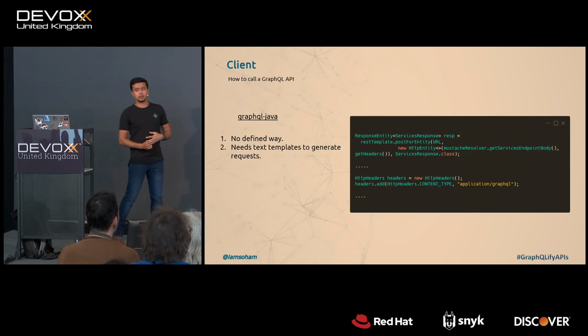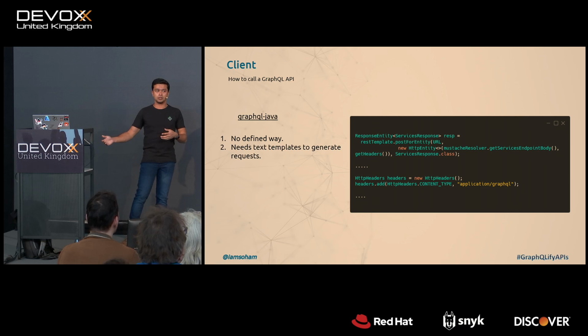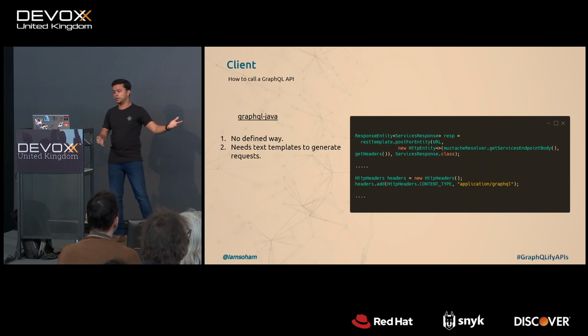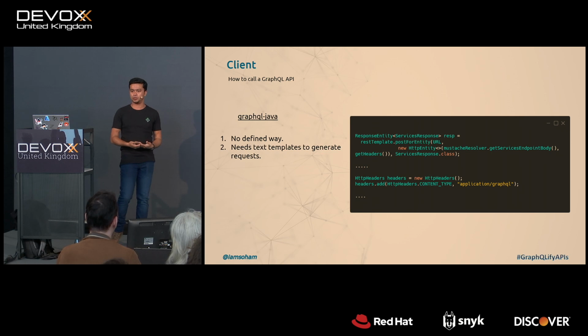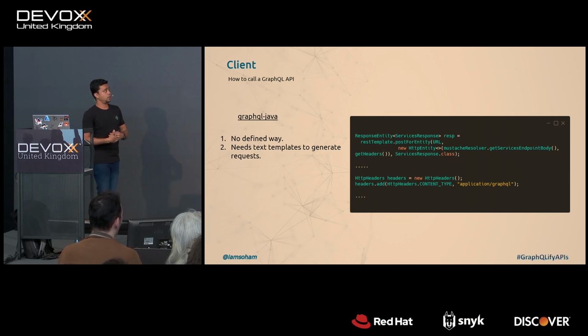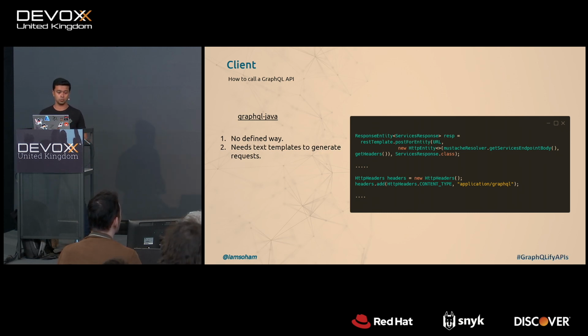Now that we talked about the server-side implementation, there is also the client. I'm going to talk about how you implement a client in Java when there is a Java client actually consuming a GraphQL API. In GraphQL Java, there is no defined way. So you have to use different ways to invoke an API and parse that object.